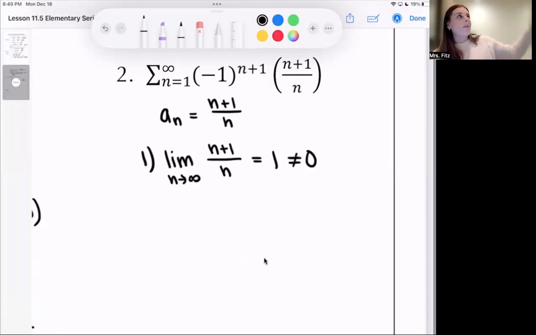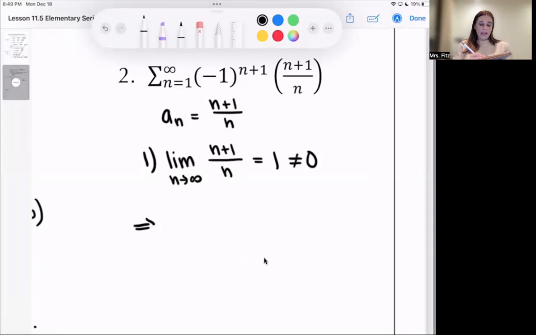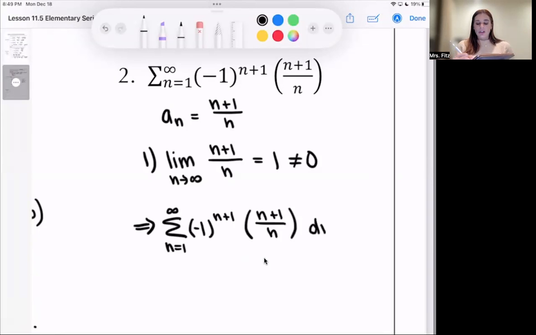Well, if you remember way back when we had the test for divergence called the nth term test, that test stated that if the limit as n approaches infinity of your a sub n does not equal 0, it actually means that it diverges by the nth term test. So therefore, we can say the sum from n equals 1 to infinity of negative 1 to the n plus 1 times n plus 1 over n diverges by the nth term test.